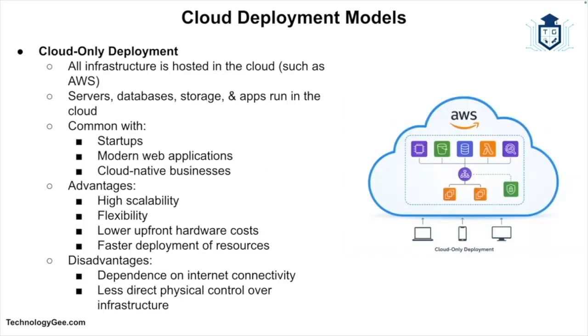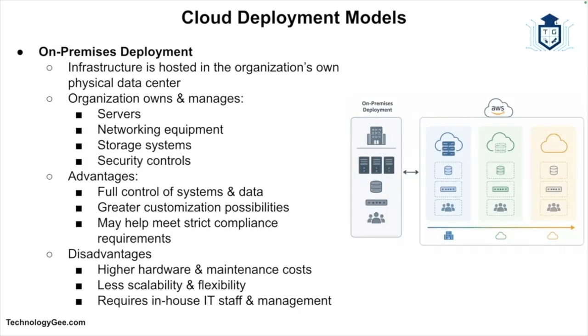All right, now let's zoom out a bit and talk about deployment models, because not every organization is fully in the cloud. And the simplest model is cloud only. And this is where all your infrastructure lives in AWS. Your servers, databases, applications, everything is hosted in the cloud. And this is common for startups and modern applications because it's scalable, flexible, and cost efficient. And then you have on-premises, which is the traditional model where everything is hosted in a physical data center owned and managed by the organization. Now, while this gives you full control, it also comes with higher costs and less flexibility.